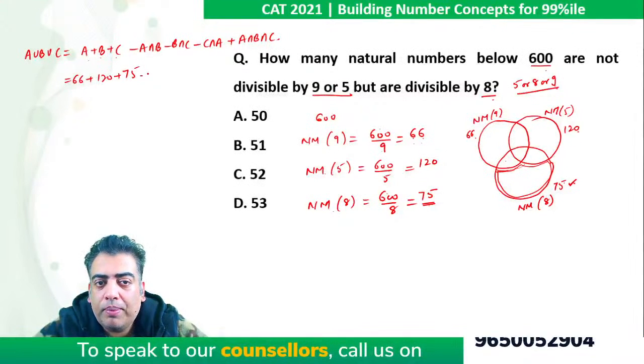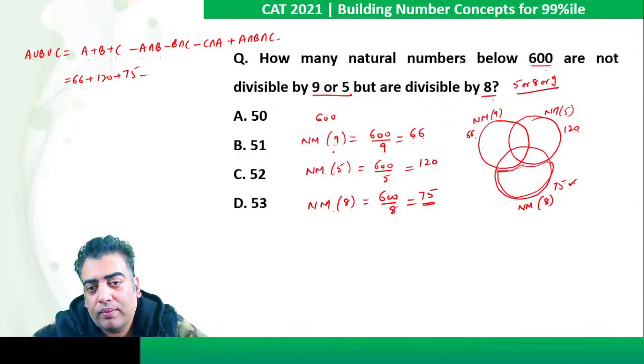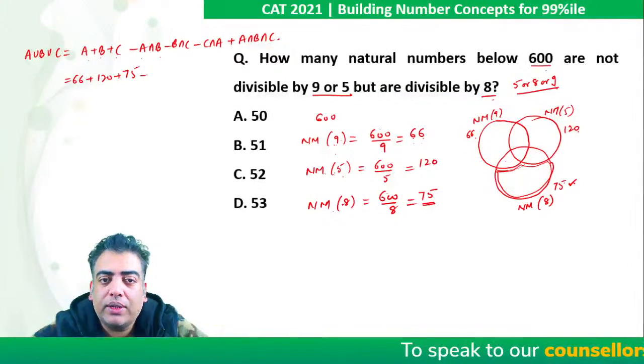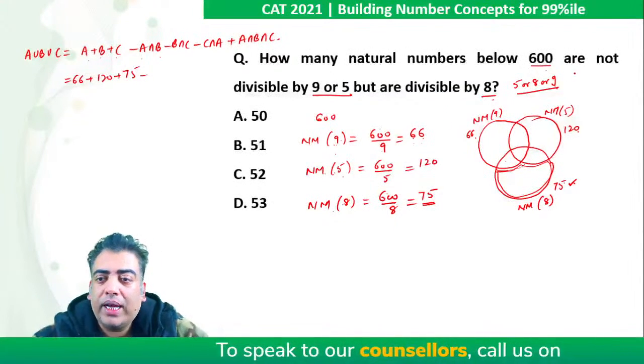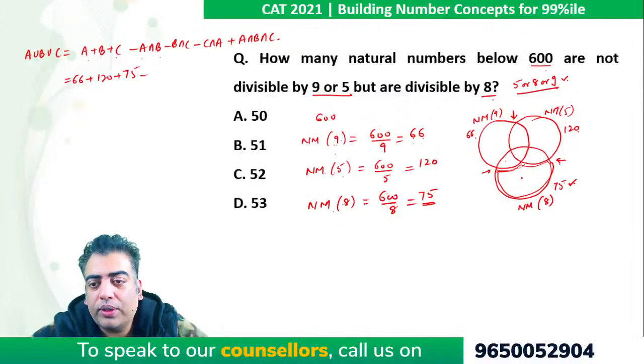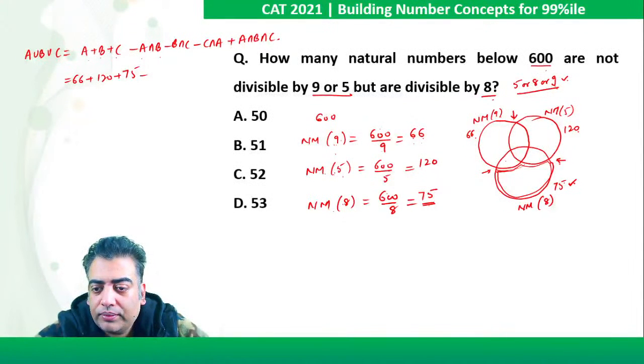Right? Minus it will be A intersection B. So the number of numbers which are multiples of 9 and 5, which is multiples of 45. Then multiples of 40 and then multiples of 72. So once we have these values in place, leftover will be only and only this value. So guys, please check it out. I hope it is clear.